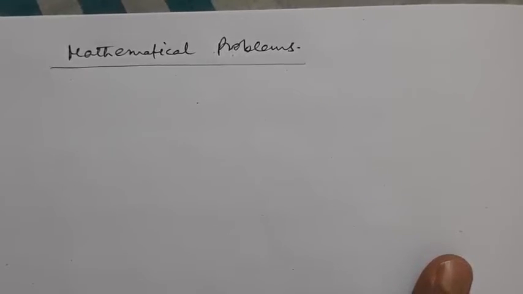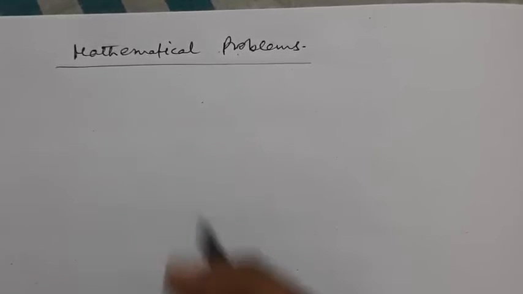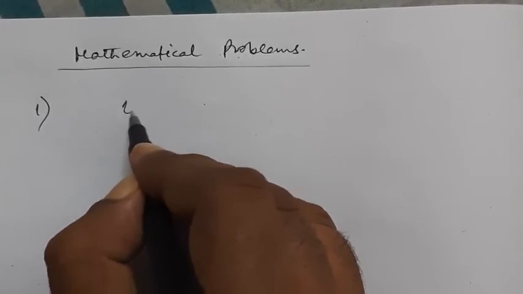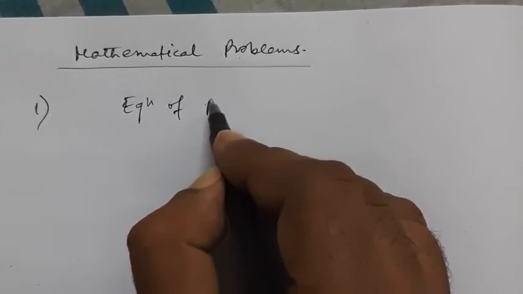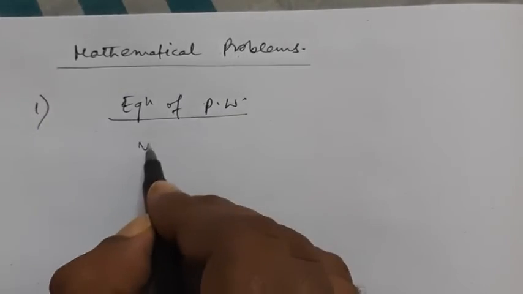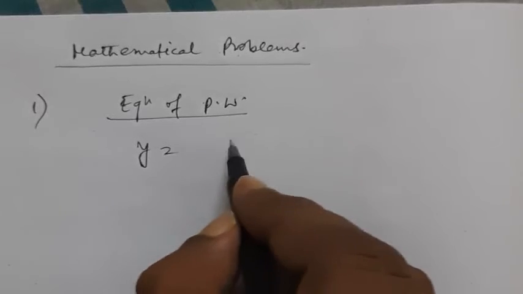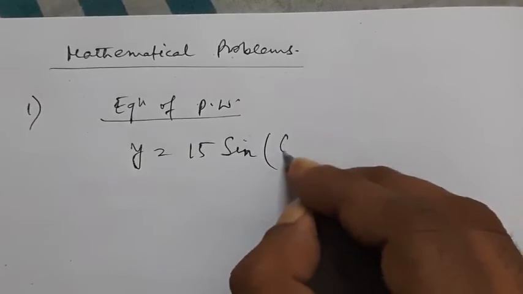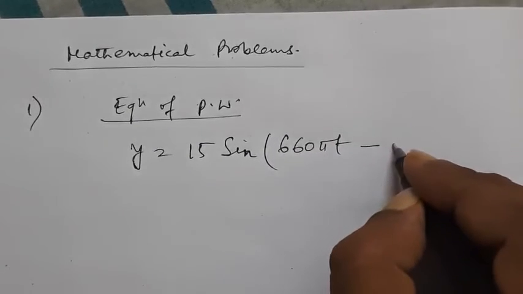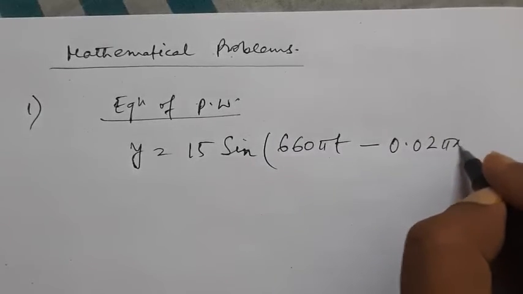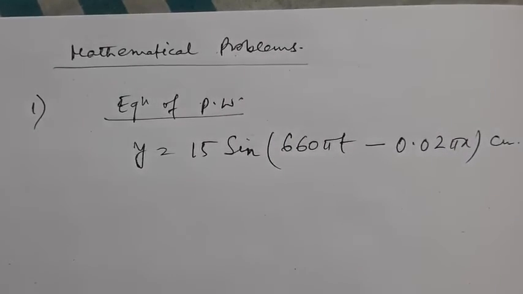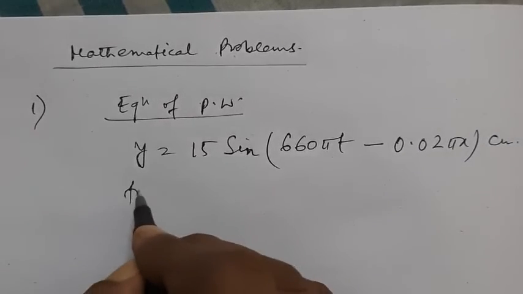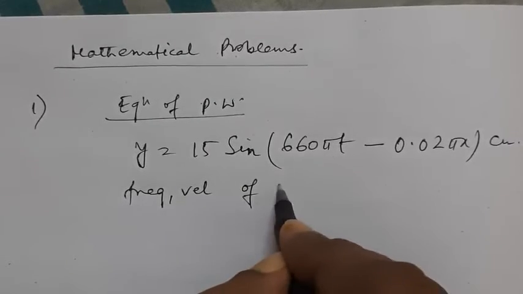Now mathematical problems. We will discuss 2 or 3 problems. Let us first take the first problem. It is given that the equation of a progressive wave is written as y is equal to 15 sine of (660 pi t minus 0.02 pi x) centimeter. They have asked us to find the frequency and velocity of the wave.